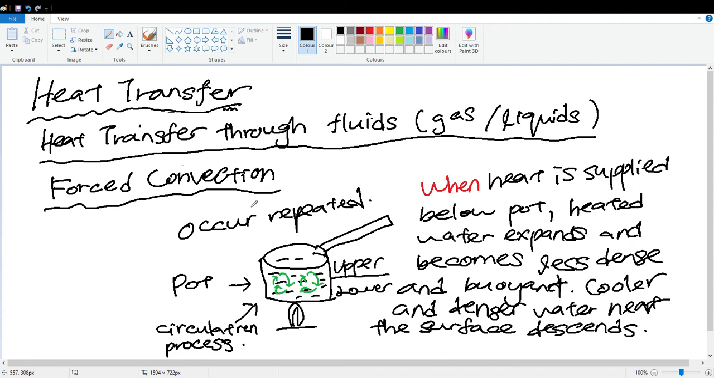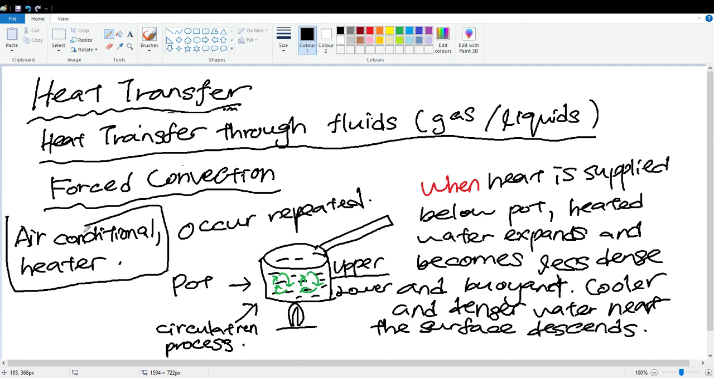Alright, another example of forced convection is the air conditioner or the heater. So this is the other example for the forced convection process. Alright, so we have done the subtopic for convection. So let's move on to another part.